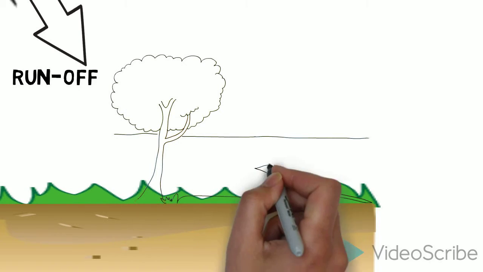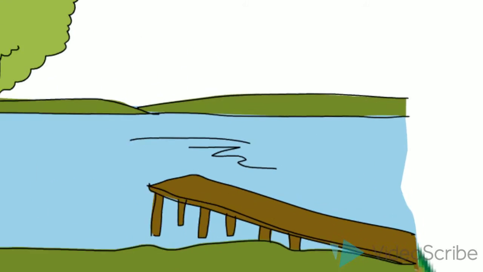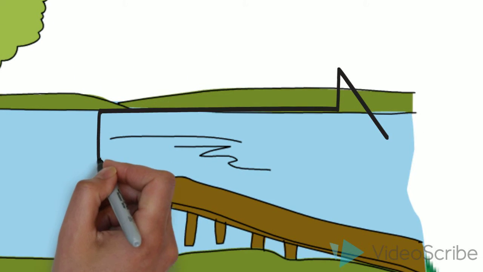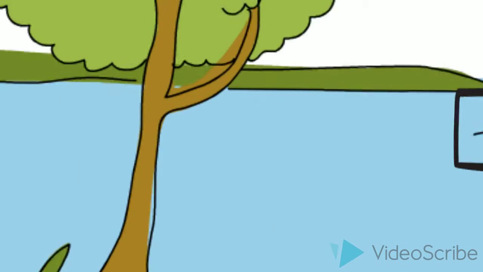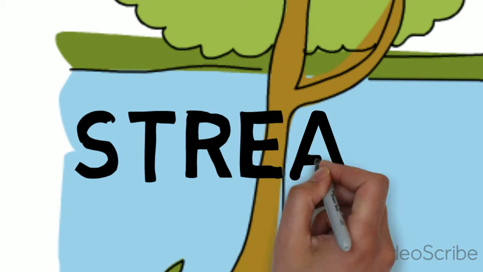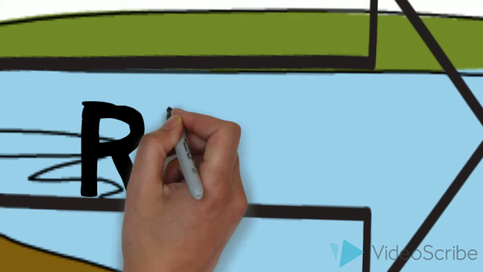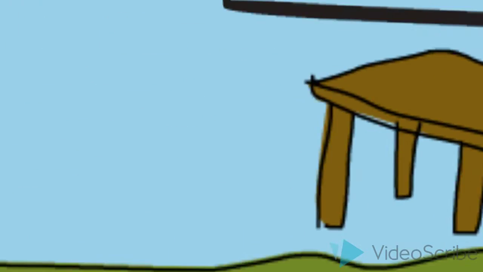Water that went through percolation travels on as groundwater to streams, rivers, lakes, and eventually the ocean. Surface water travels on the surface of the earth to feed into streams, rivers, lakes, and the ocean.